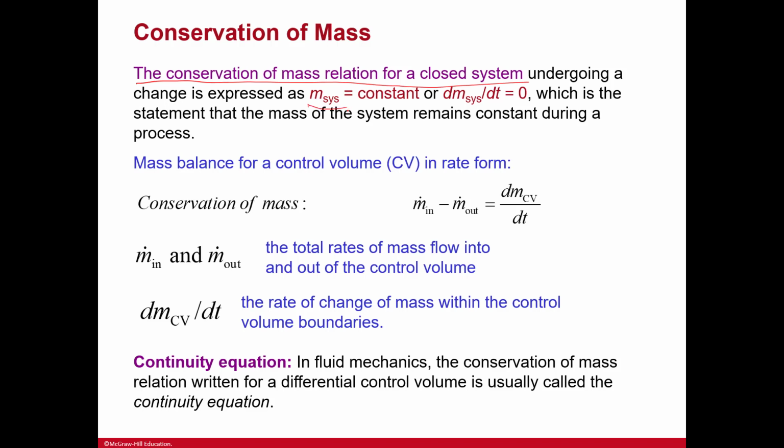The mass of a system is equal to a constant, or the change in mass of the system over the change in time is equal to 0, right? So that's the rate form. Here's the mass balance for the control volume in rate form. And remember, anytime we have a dot over something, it denotes a rate. Then we have mass in and mass out, and then the rate of change in mass within a control volume, because d is change, as well as if you used a little triangle, and volume boundaries.